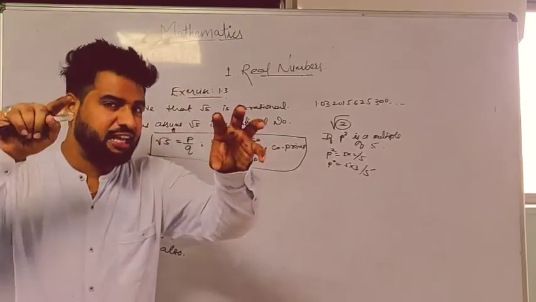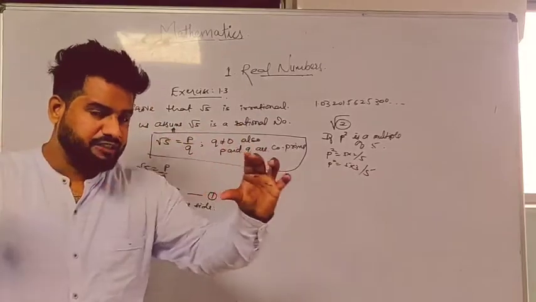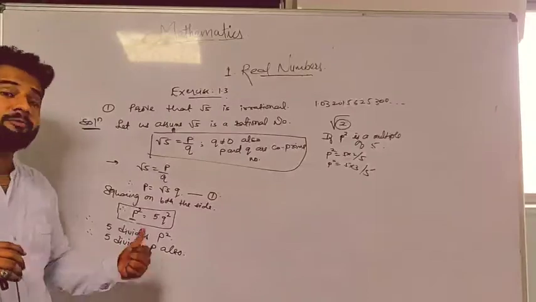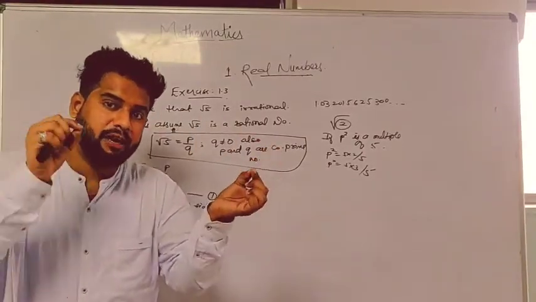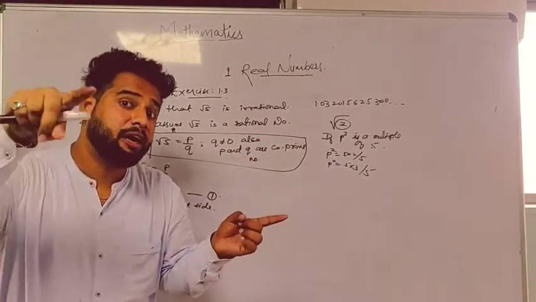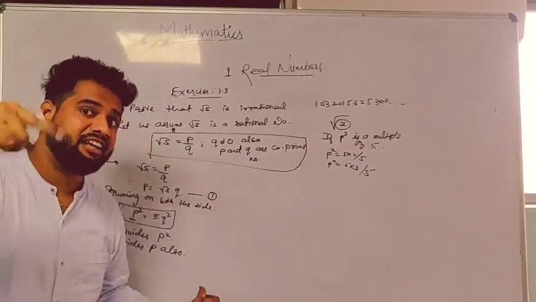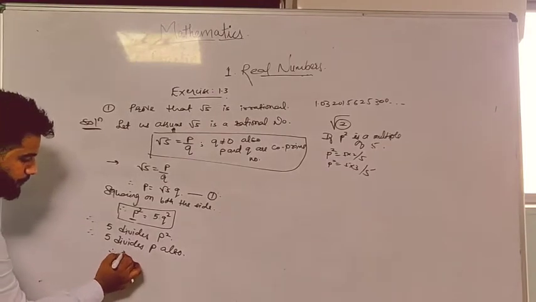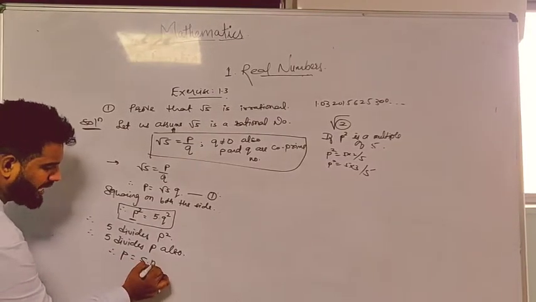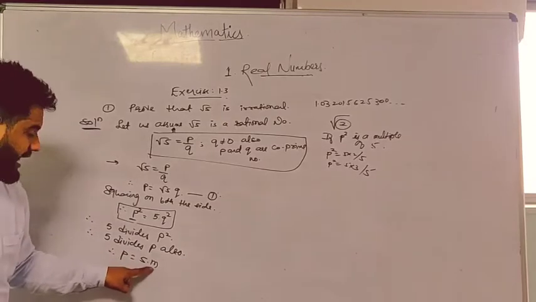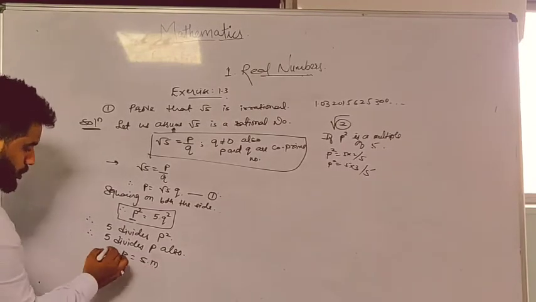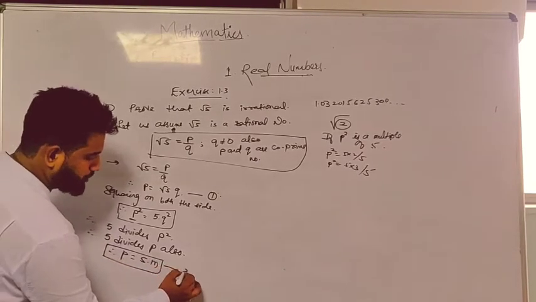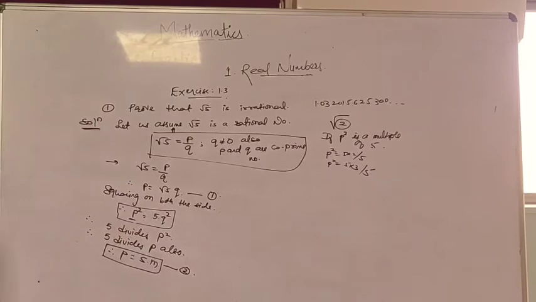If 5 divides p, then p will also be a multiple of 5. You have to pause whatever statement I am telling, pause it and think about it. If 5 divides p, obviously p is going to be a multiple of 5. Then and only then 5 can divide p. So p is a multiple of 5. Therefore p is always going to be 5 into any number. That number I am taking as m. So p is equal to 5m. That is the equation number 2 you have to get.